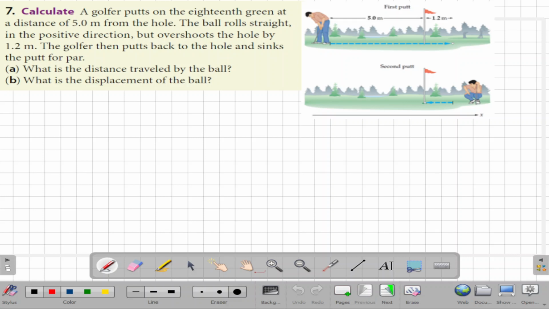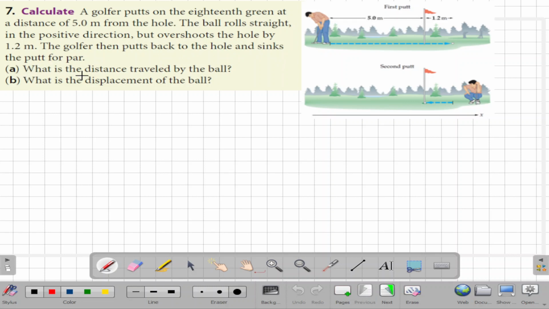In this video we are going to solve exercises related to chapter 2, Introduction to Motion. A golfer putts on the 18th green at a distance of 5 meters from the hole. The ball rolls straight in the positive direction but overshoots the hole by 1.2 meters. The golfer then putts back to the hole and sinks the putt for par.